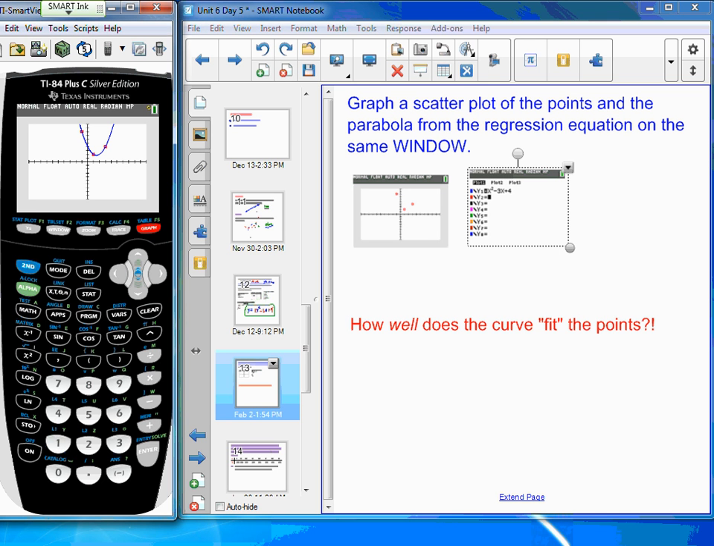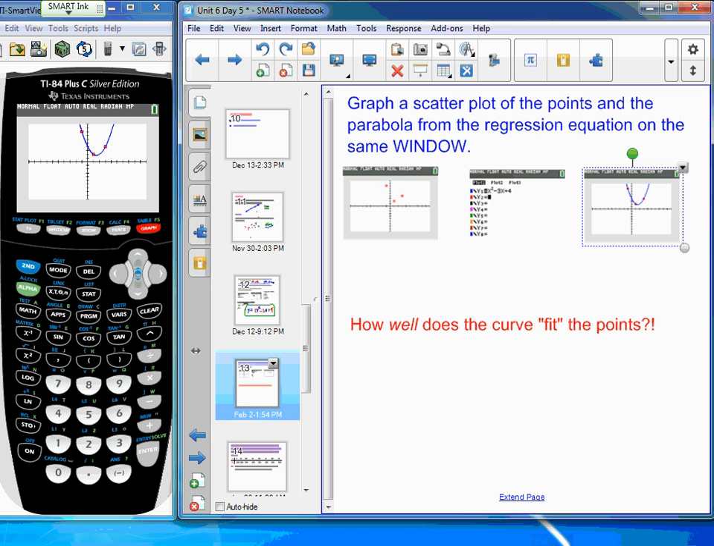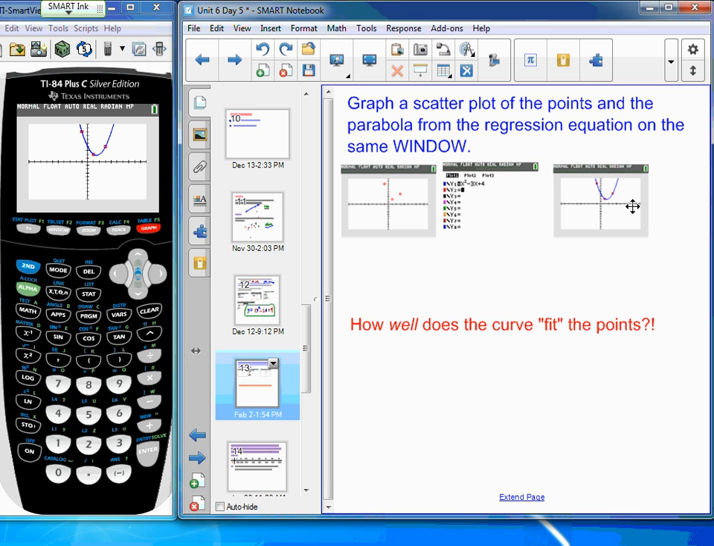My. That looks pretty good. So I've got my scatter plot and my predicted equation on the same window, and it looks like it does a good job. My parabola does a great job, as a matter of fact, of going through those points. So how well does the curve fit the points? I would say very well.